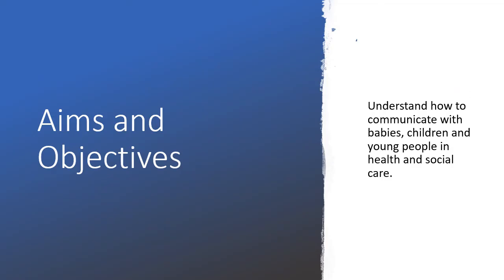And finally, just go over the aims and objectives again. So now you should understand how to communicate with babies, children and young people in health and social care.